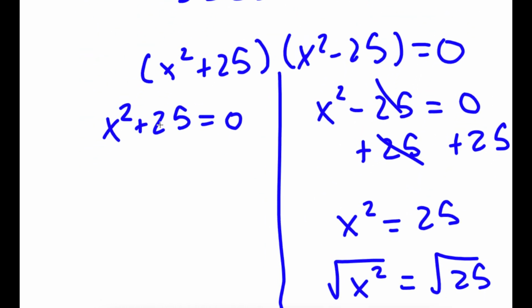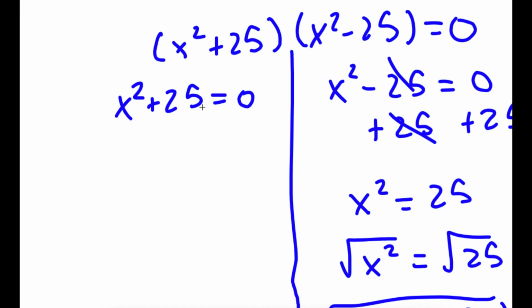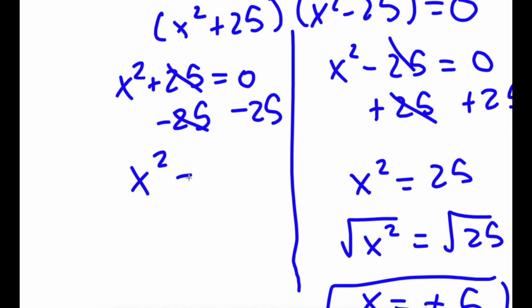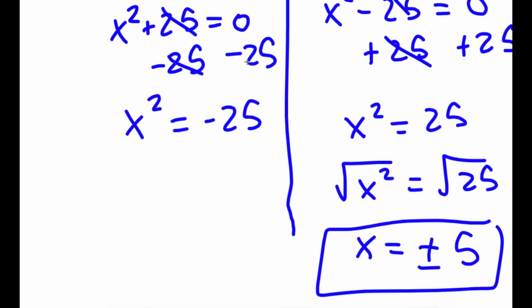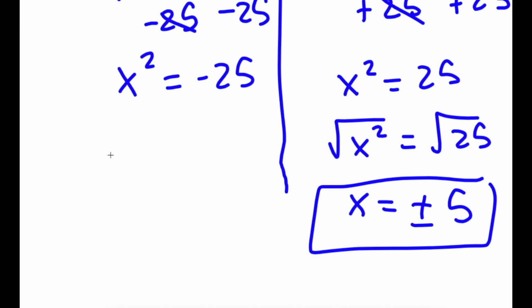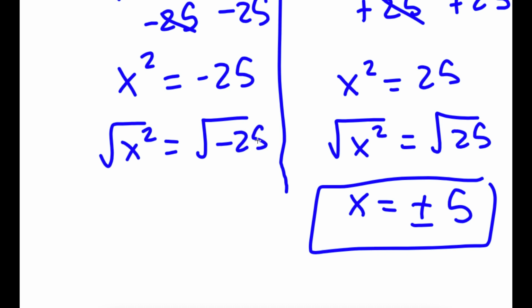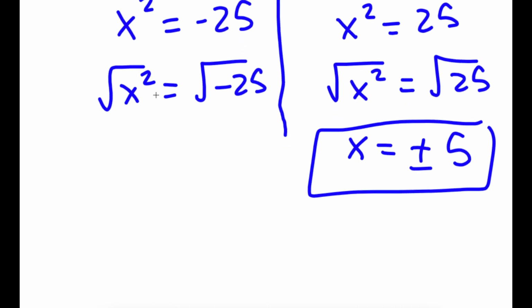And now for x squared plus 25 equals 0, I'm going to subtract 25 on both sides. So now I have x squared is equal to negative 25. And now I'm going to take the square root on both sides. So I have the square root of x squared is equal to square root of negative 25. And the square root of x squared, this is simply x.